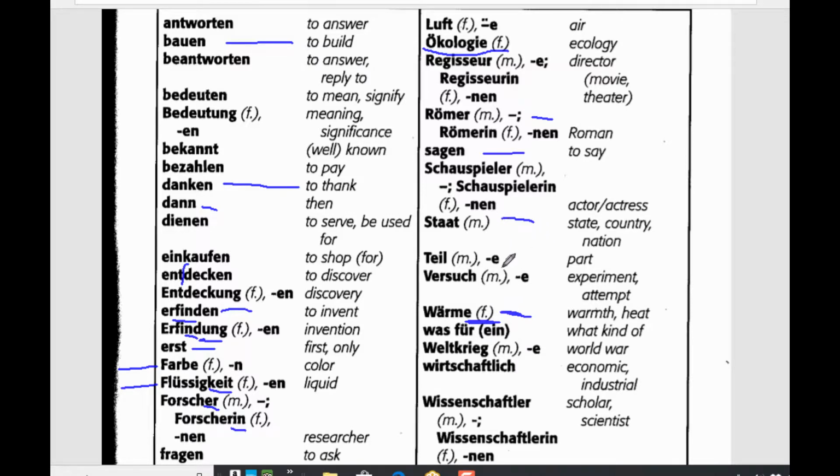Obviously, the genders are indicated to the right. If only they would write it in German that way in all of their text. Just put the gender in parentheses at the end of every word. Let's read some of these, just supplying the article. Der Stadt, der Teil, der Versuch, die Wärme.